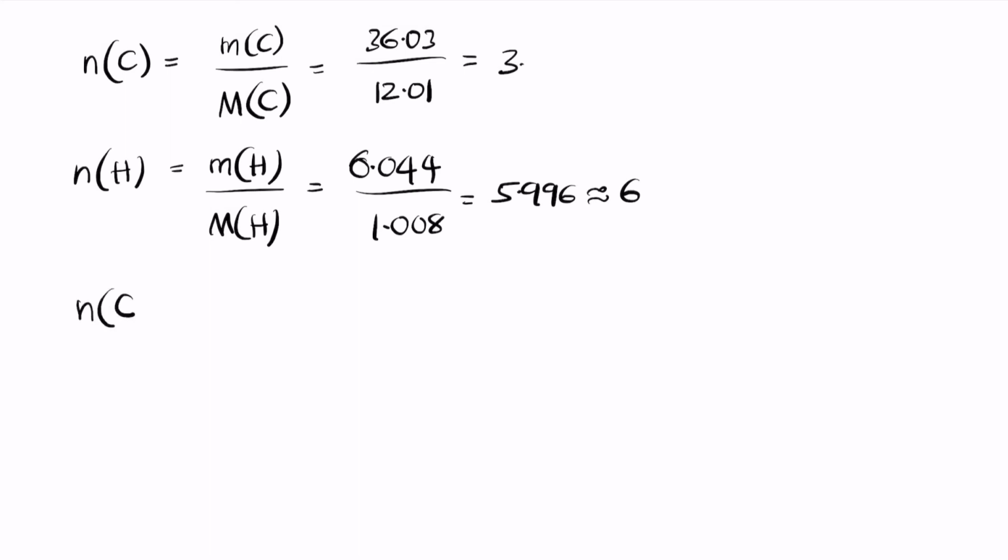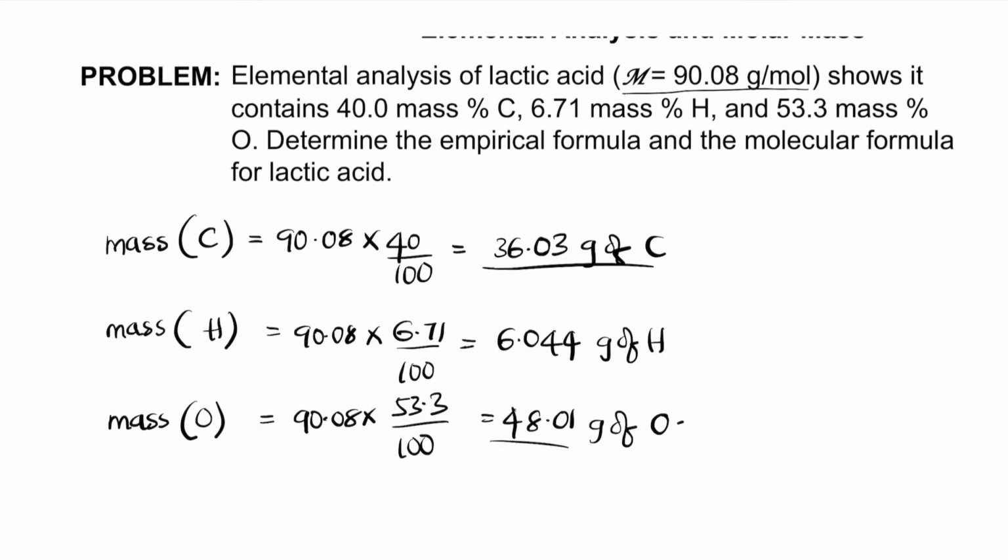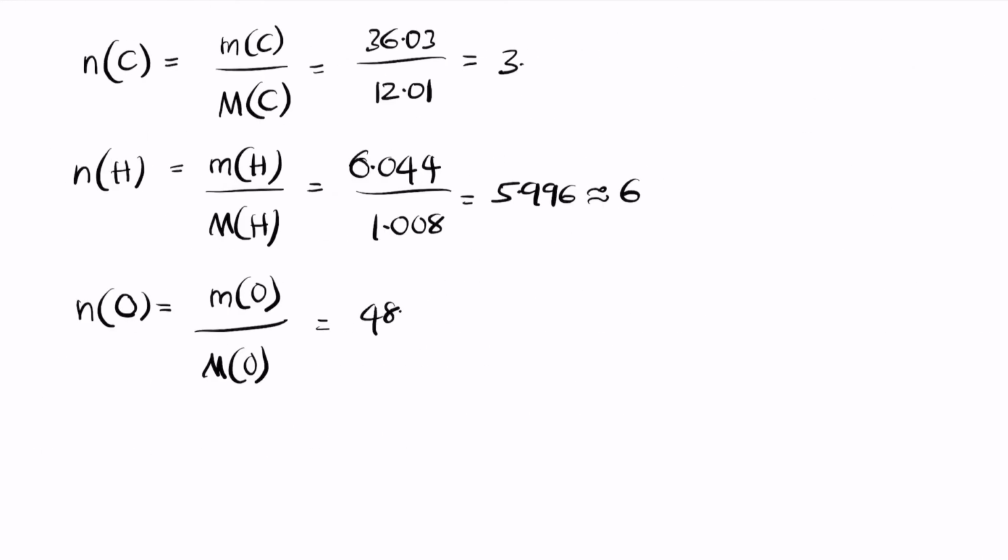Next, number of moles of oxygen is the mass of oxygen by the molar mass of oxygen. So the mass of oxygen is 48.01 divided by 16.00. So 48.01 divided by 16 gives you 3.00, which is nearly equal to 3.